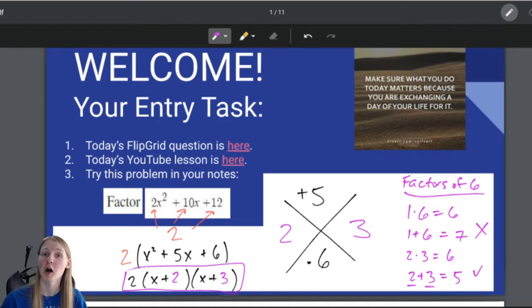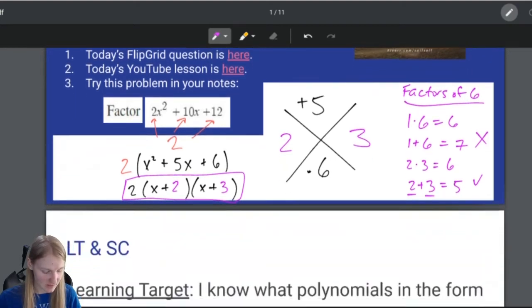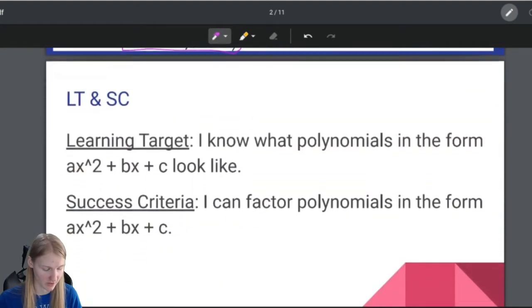Fantastic. Okay, so we pulled out the GCF right here. That's what we did. We pulled out the GCF, and then we factored it even further. So, wonderful. That's the end of that problem. Hopefully you remembered it from yesterday. Let's move on to what we have for today.